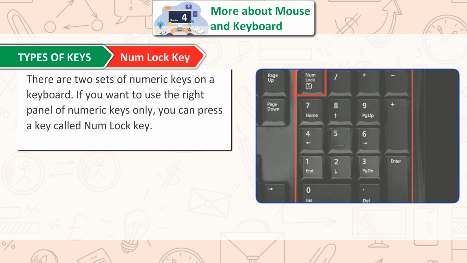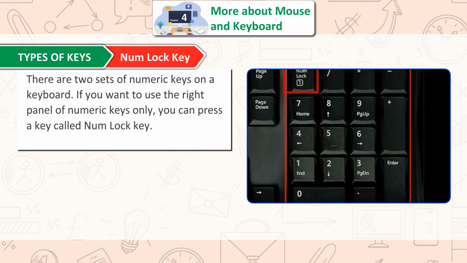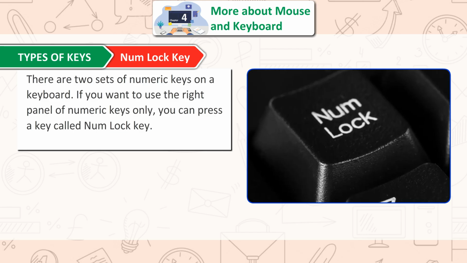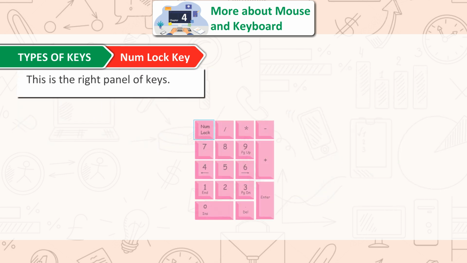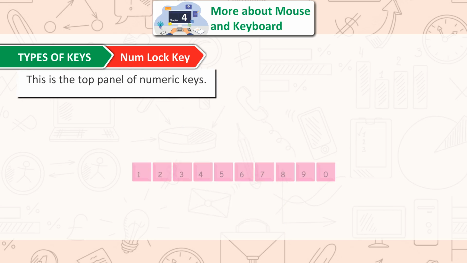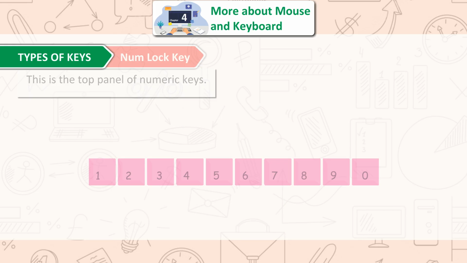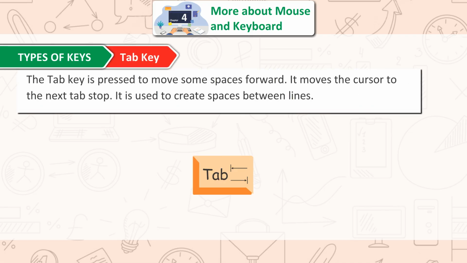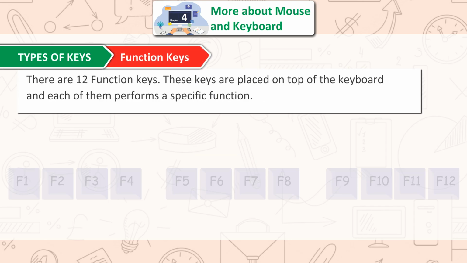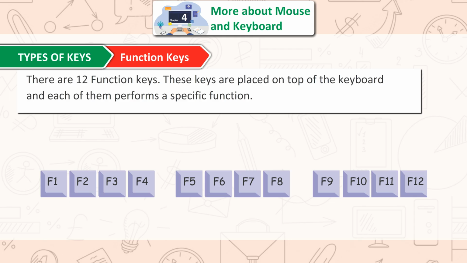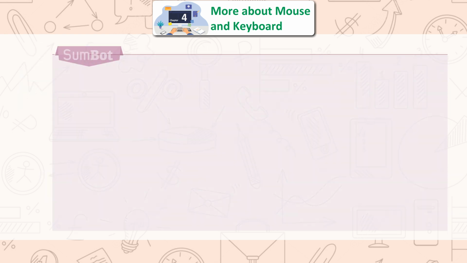Numlock key. There are two sets of numeric keys on a keyboard. If you want to use the right panel of numeric keys only, you can press a key called Numlock key. This is the right panel of keys. This is the top panel of numeric keys. Tab key. The tab key is pressed to move some spaces forward. It moves the cursor to the next tab stop. It is used to create spaces between lines. Function keys. There are 12 function keys. These keys are placed on top of the keyboard and each of them performs a specific function.